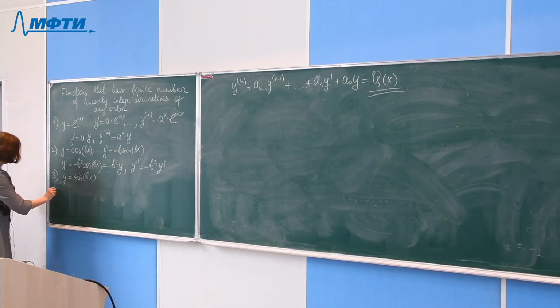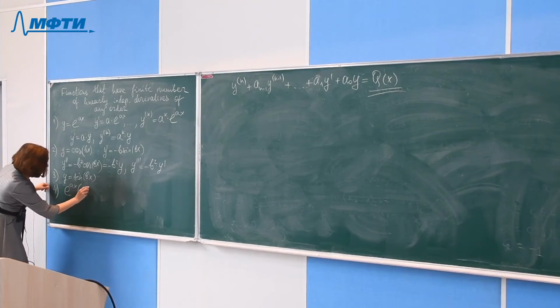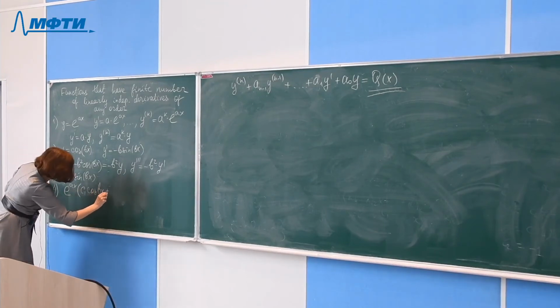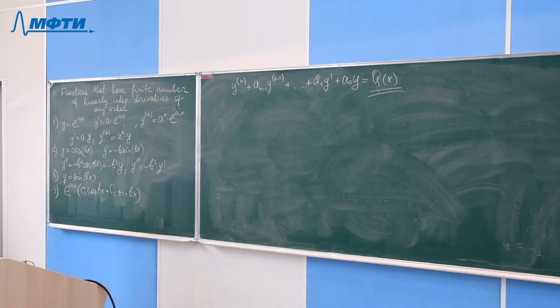What is your opinion? If we consider the function e to ax times some linear combination, what about the finite number of linearly independent derivatives? I think only the first one will be. Right, right. So this function also has a finite number of linearly independent derivatives. Only the first derivative will be independent, but the other derivatives can be expressed in terms of y and y prime.